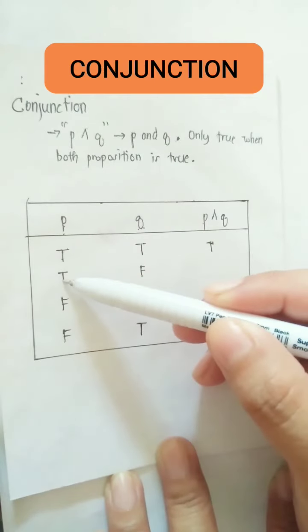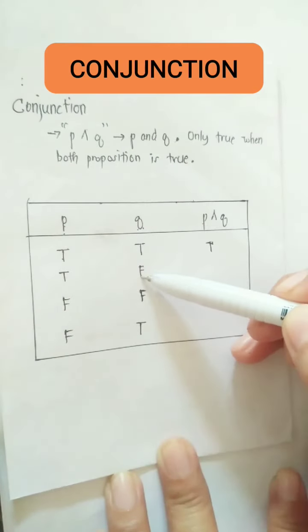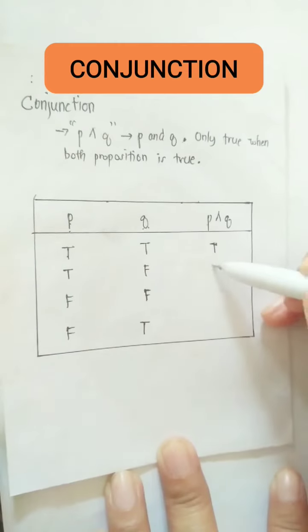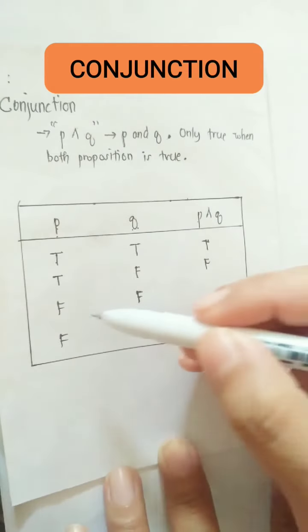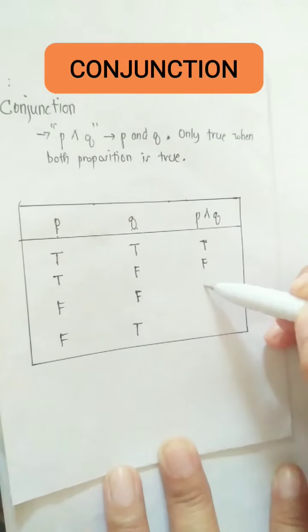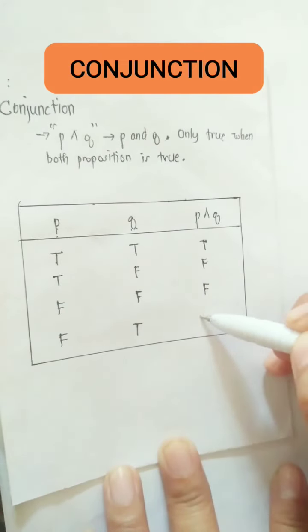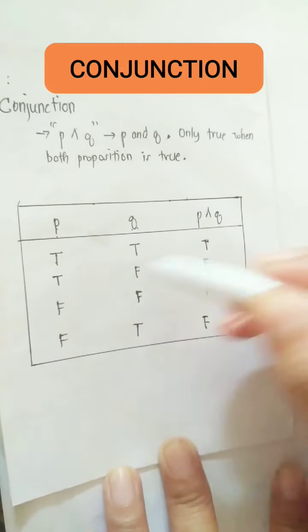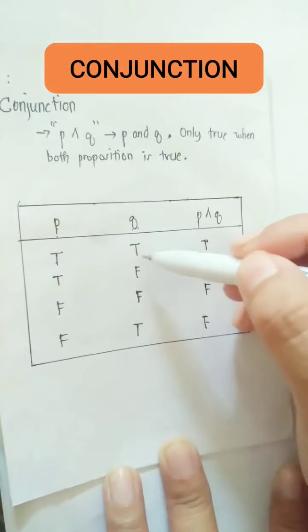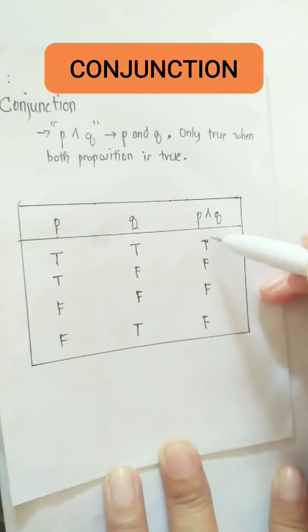And next we have true and false. Therefore, this is false. And we have also false and false, so this is also false. False and true is also false, because we just need true and true to make the statement true.